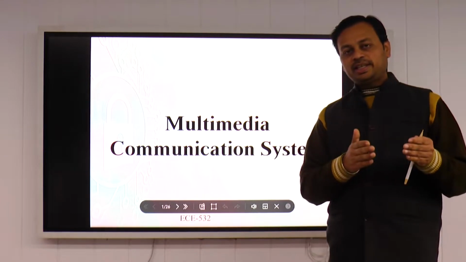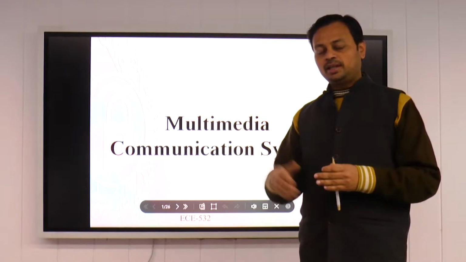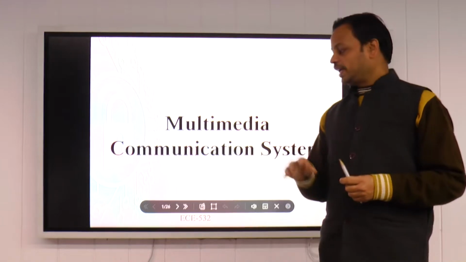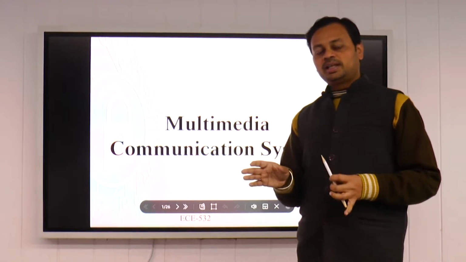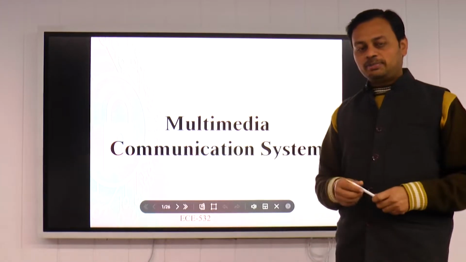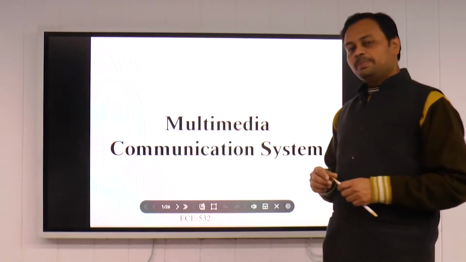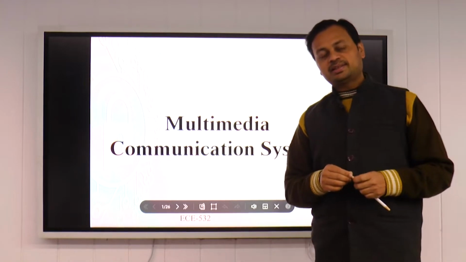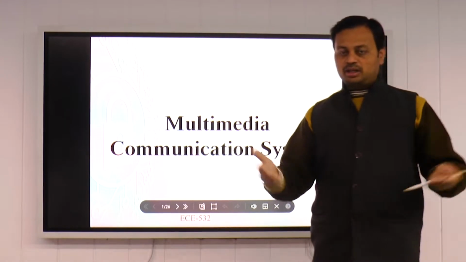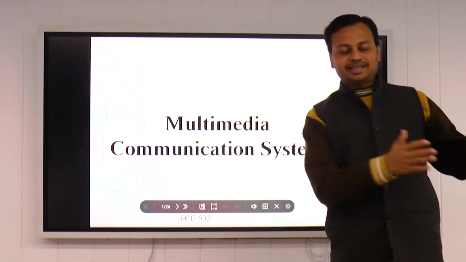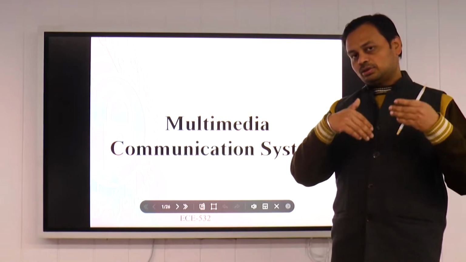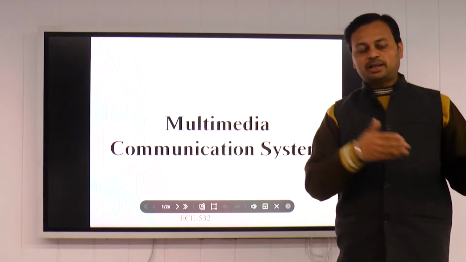Now this information needs to be transferred from one place to another over the network. So that is multimedia communication system. That information, represented in multiple ways, can be transferred from one place to another. Now the major challenge in multimedia communication system is, as our world is growing digital, we need to transfer our information from one place to another.